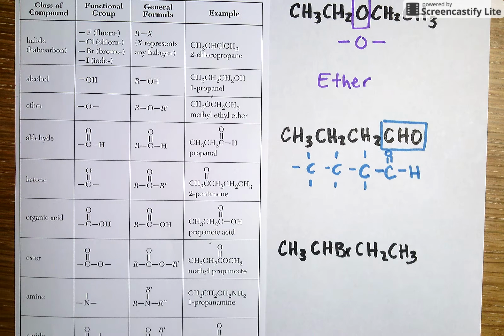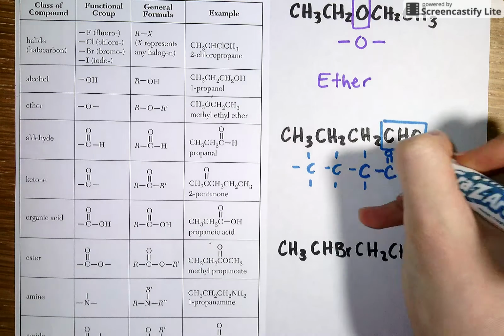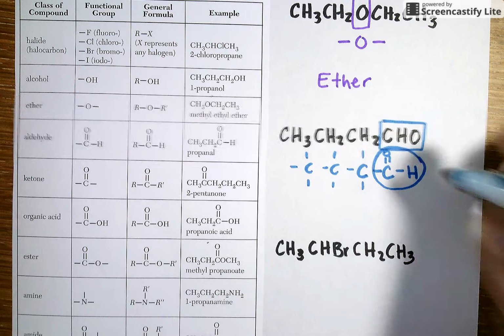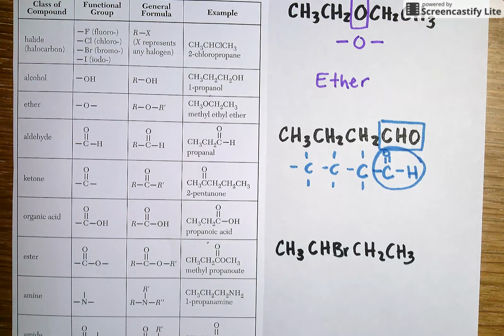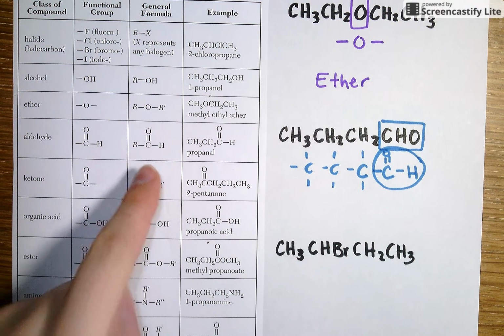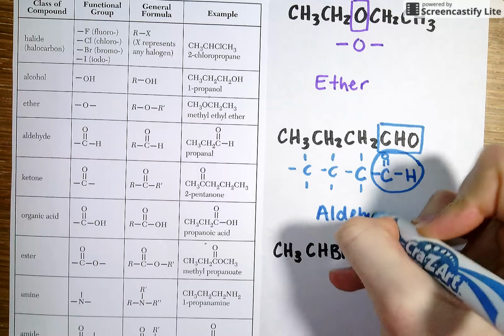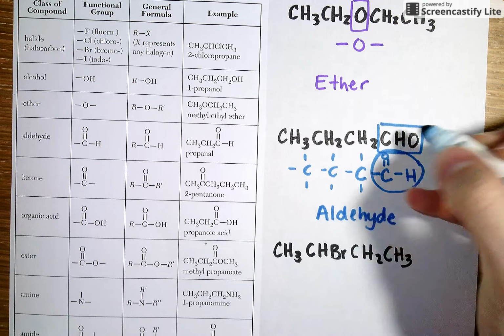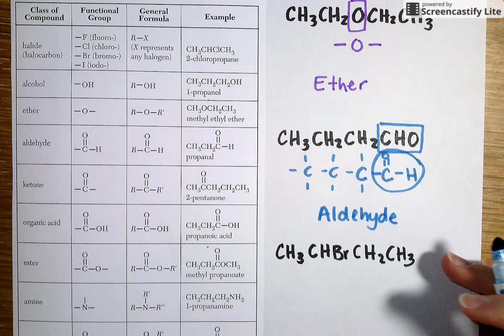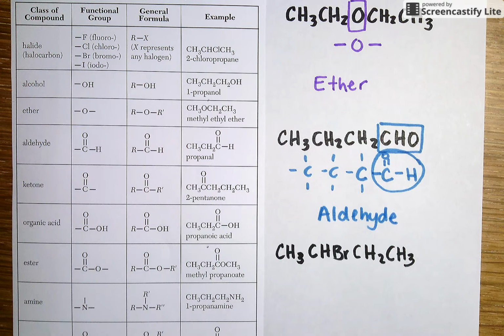What I now see in this molecule is that this is the functional group I'm interested in, and that functional group best matches up with the aldehyde. So I'm going to classify this molecule as an aldehyde. So in a condensed formula, CHO is best going to match up with aldehyde.